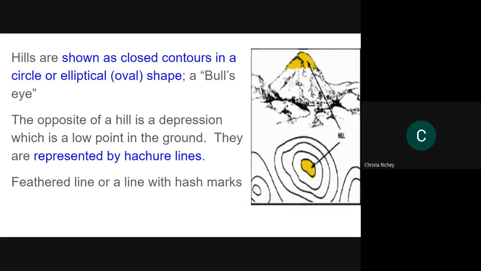Did I put a picture on here? This is a representation of a hill. It's not a depression too. I couldn't fit everything on one slide. I put the depression on the next slide.